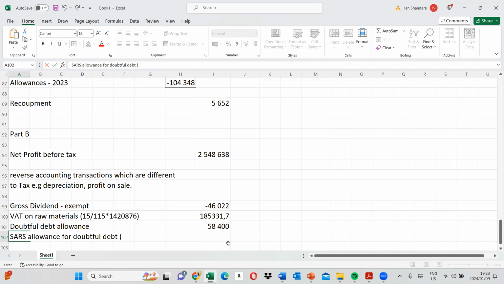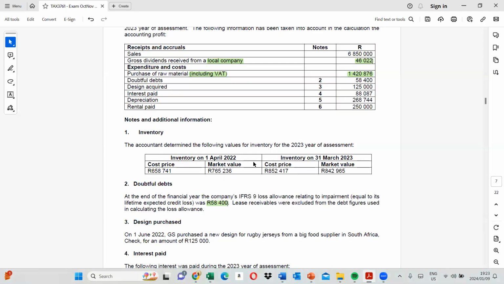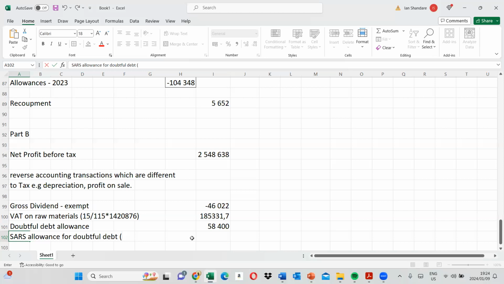Now, I believe I also gave you guys notes in terms of allowances for doubtful debt. If you go to, I think it's corporate rules, on your slides, we said doubtful debt: if a company applies IFRS 9, you need to evaluate in terms of that. If it's a lifetime expected credit loss, we multiply that loss by 40%. So the allowance was supposed to be 58,400 times 40%. This is the allowance which SARS was going to grant you.